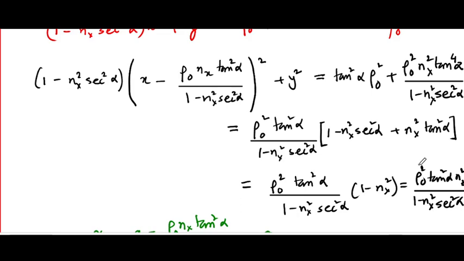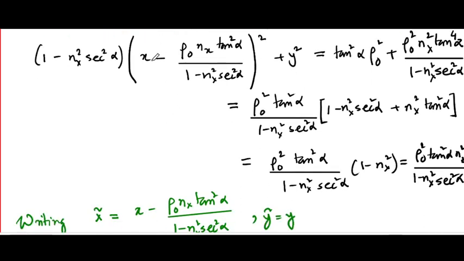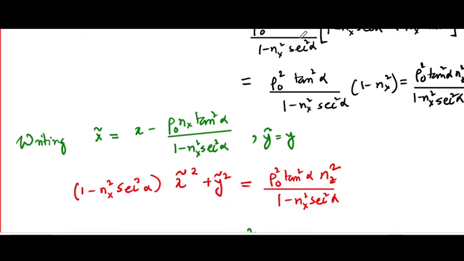Now the obvious thing to do here to write the equation in the standard form would be to change your coordinates. We would go in for new coordinates x tilde and y tilde, where x tilde is given by simply x minus rho 0 nx times tan square alpha by 1 minus nx square sec square alpha, and y tilde is the same as y. No shift required here. And once you do that, this equation takes the form 1 minus nx square sec square alpha into x tilde square plus y tilde square equals this quantity on the right, which is a standard form for a conic section.